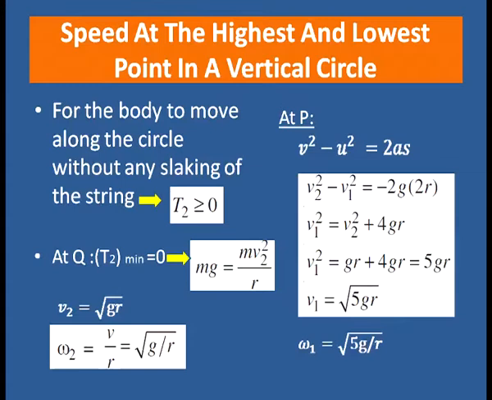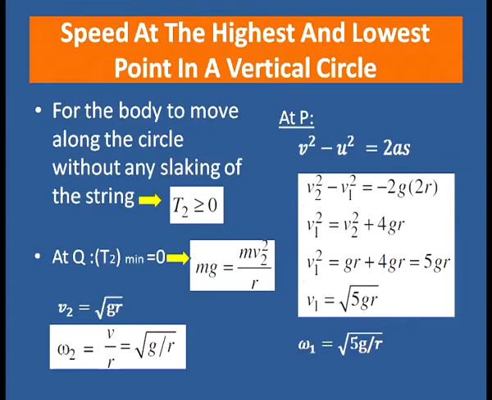Here the minus sign is due to the condition that the particle is moving in upward direction and the acceleration due to gravity is acting in the downward direction. Hence, the negative sign comes here, and s, the distance travelled by the body, is the diameter of the vertical circle, that is equal to 2r.